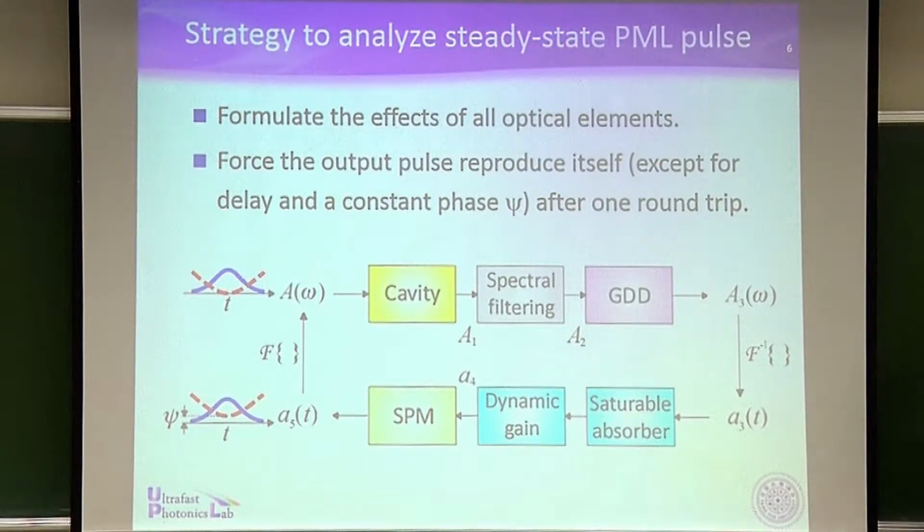So what is the strategy for formula derivation? It's the same as lesson 2. We formulate the effects of all elements, then force the output pulse to reproduce itself after one trip, except for a constant phase. Okay, so I use this picture to illustrate the idea.